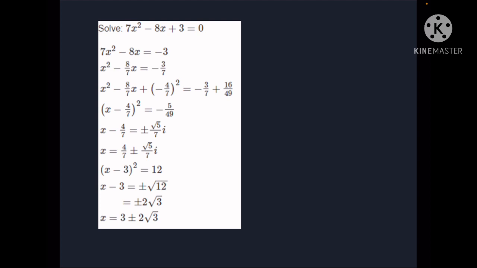We will factor more. It will give me x minus 3 to the power of 2 equals 12. Then if I take the square root of x minus 3, it will be equal to positive or negative root 12. Then the final result will be 3 positive or negative 2 root 3.